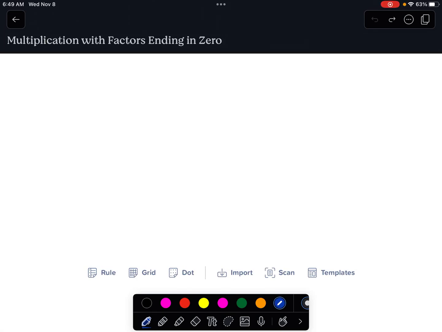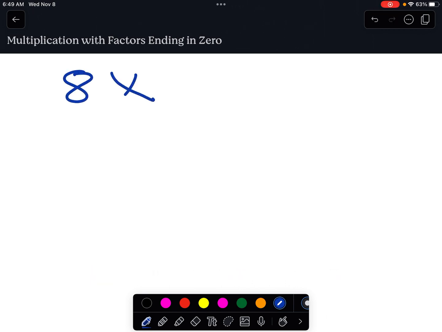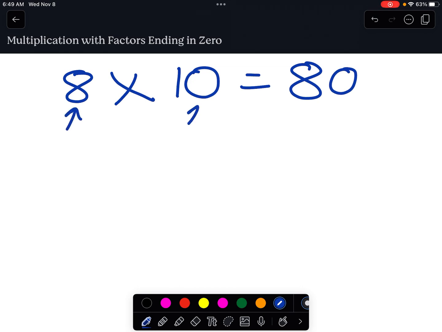Young mathematicians, today this is going to be a quick video on multiplication when you have one or more factors that end in 0. Remember, factors are, like, let's say you have two numbers like 8 times 10, and that equals 80. We've got the factor here, we've got the other factor here, and we've got the product here. I think you all know that terminology pretty well.